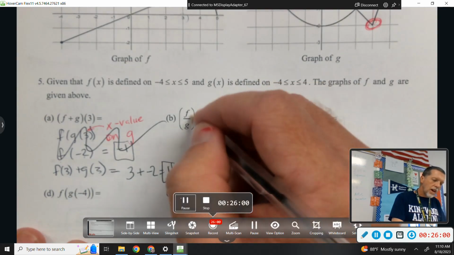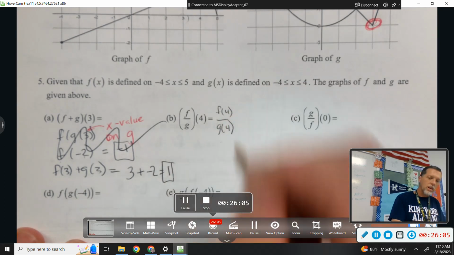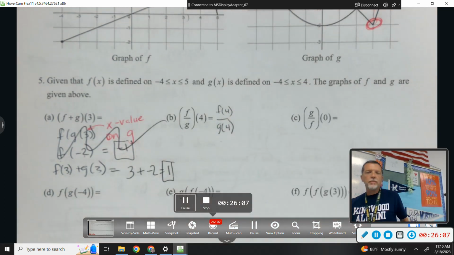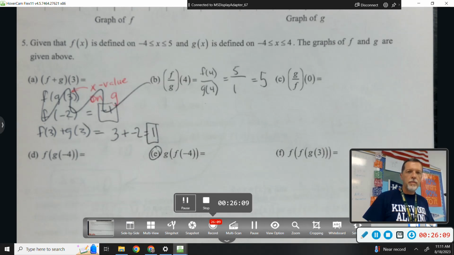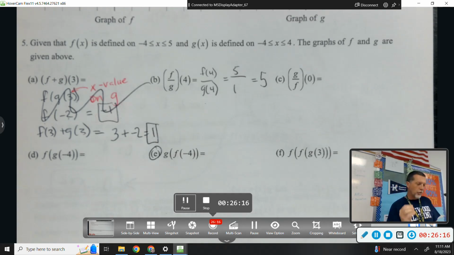F minus g, so that means f of 4 minus g of 4. So why don't you try that one? So try E, g of f of negative 4. We already did one like that. We did it wrong, but so find f of negative 4, and that becomes the input to g.